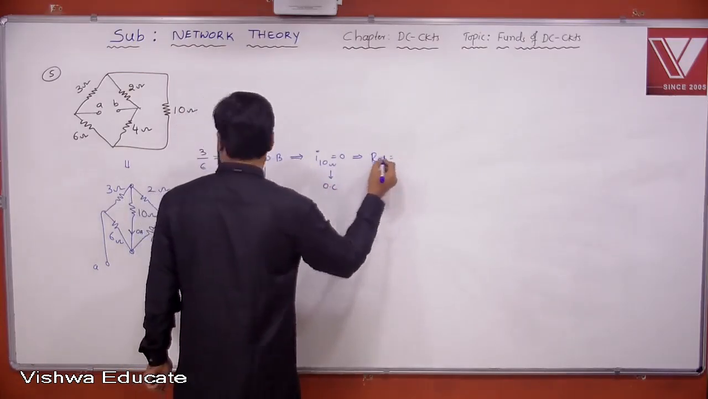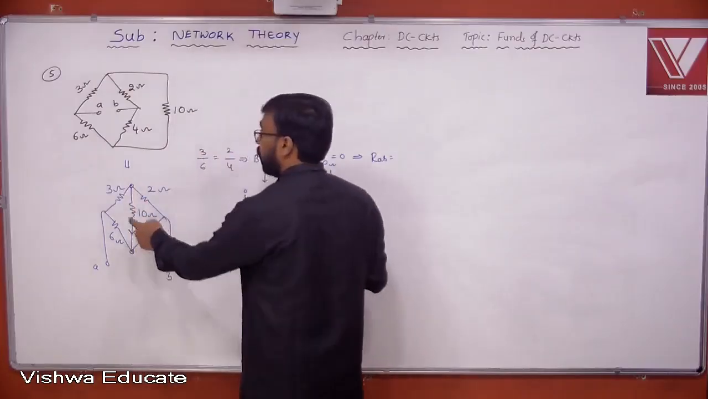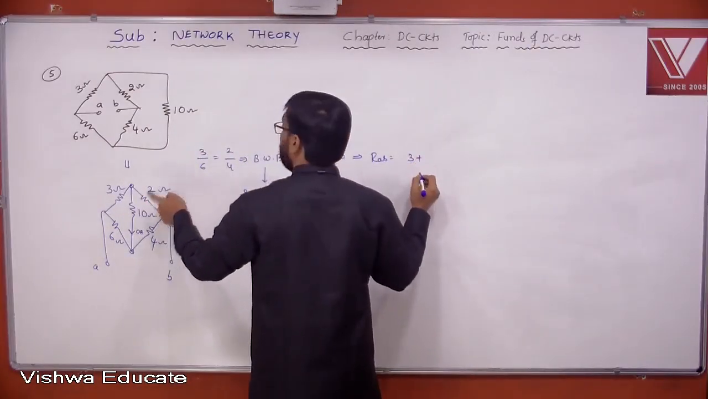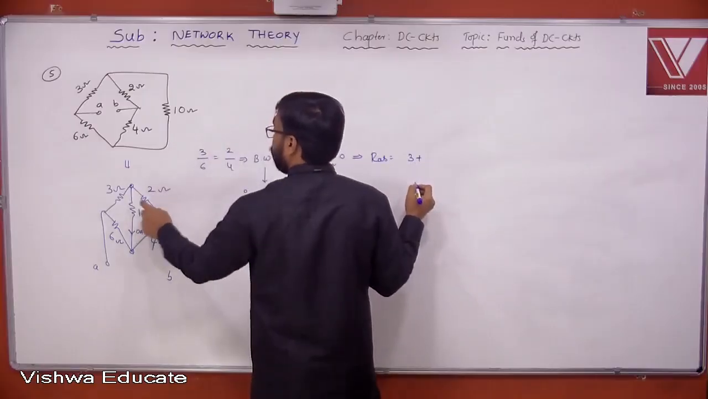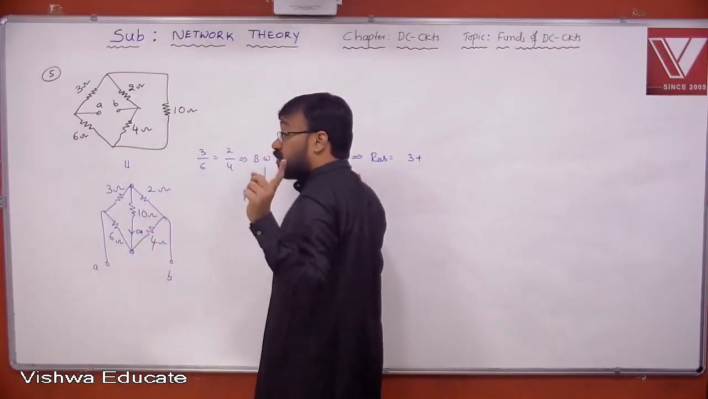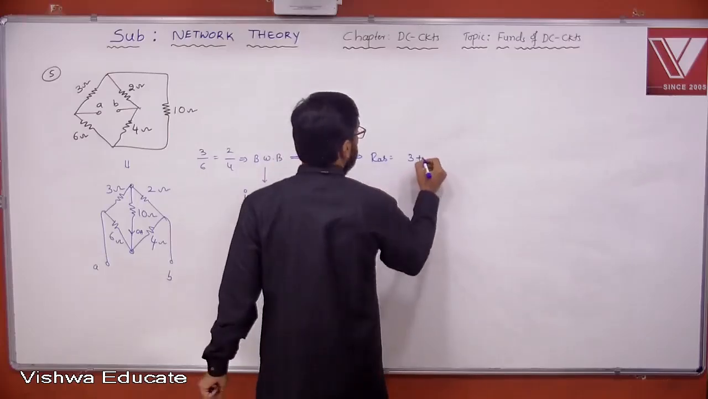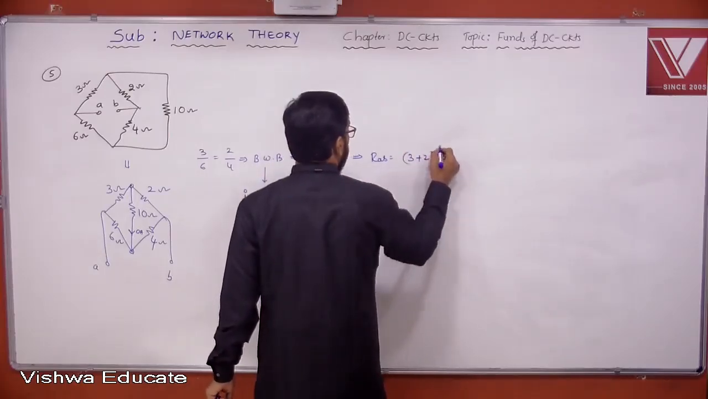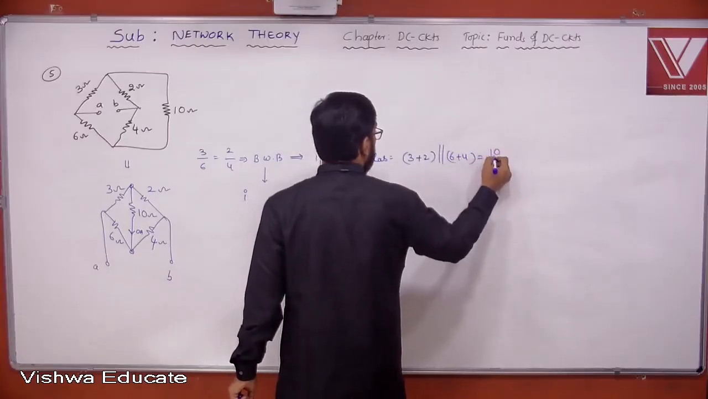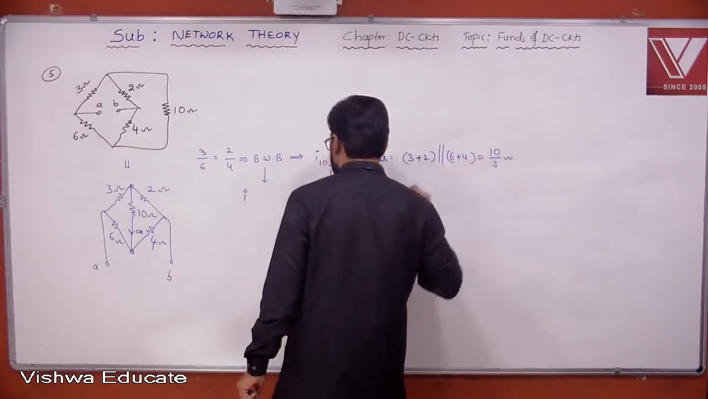Then RAB is equal to, when it is acting like open circuit, how these 2 elements are connected in series. We have seen already in the second problem: 3 plus 2, because it is open now. Current 0 refers to open; voltage 0 refers to short. So 3 plus 2 parallel with 6 plus 4, it is 10 by 3 ohm.